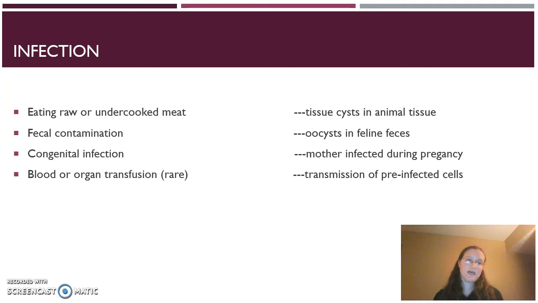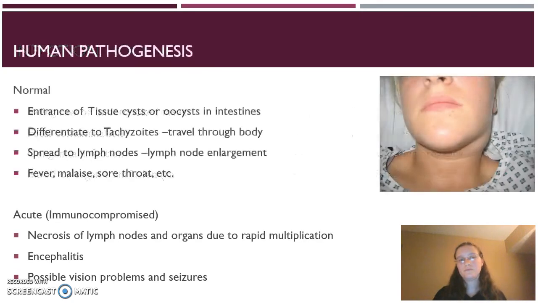And lastly, there's blood or organ transmission. This is pretty rare because it only occurs if someone who is donating blood or an organ is pre-infected and then passes on those tachyzoites or bradyzoites to the person who receives their blood or their organs. But usually these are screened before transmission, and so are not passed on.